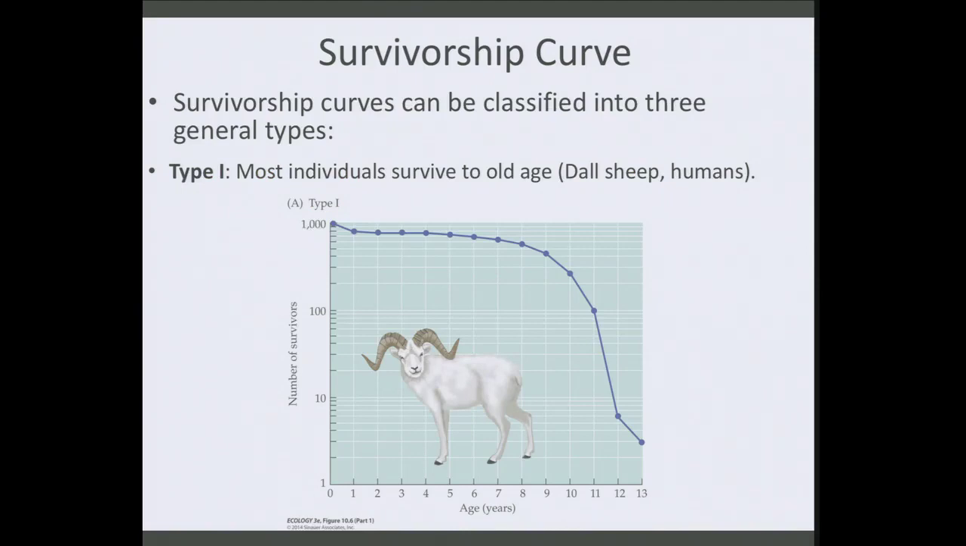So you get this curve where it starts out very high number of survivors for a number of time points, and then it drops off steeply at the end. So we're more vulnerable later in life than we are earlier in life.